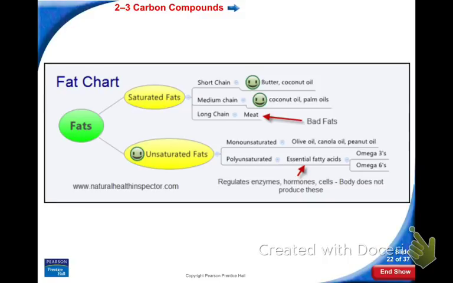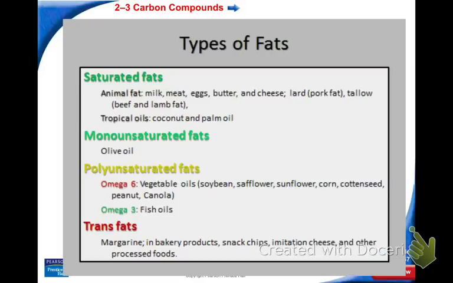Saturated fats, butter and coconut oil is okay. Coconut oil, palm oils, those are okay. But your meats, you want to be careful how much fat you get from meat, okay? Meat also contains protein, so we do need to eat it, but you just got to be careful for proportions. All right, so here is just another chart. Margarine, stay away from it. It's better to eat real butter.